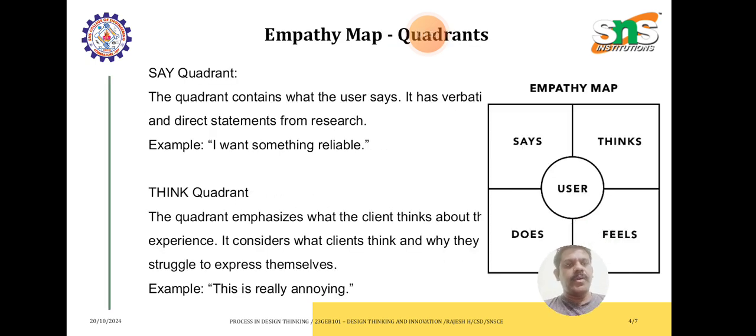The four important quadrants of empathy mapping are: says, thinks, does, feels. So all of it is a user centric approach. The says quadrant contains what the user says. It has verbatim and direct statements from research. Example: the user is saying, I want a reliable product.